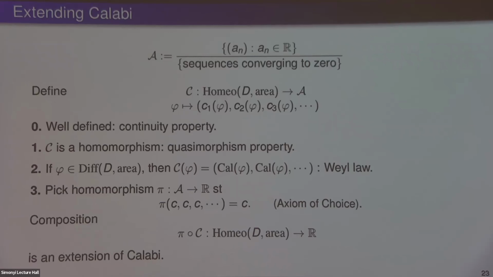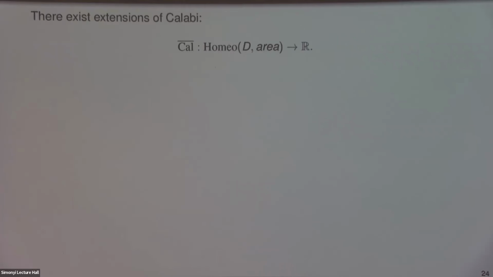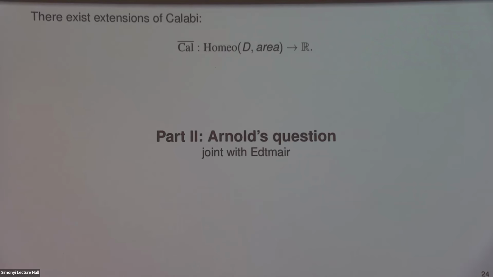Okay, so what have we seen so far? We saw that the Calabi invariant admits many, many extensions from area-preserving homeos of the disk to the real line. And now what we're going to see in the second half of the talk is an application of this to a question in fluid dynamics, which was posed by Arnold in 1973. And the second half is based on joint work with Oliver et al.